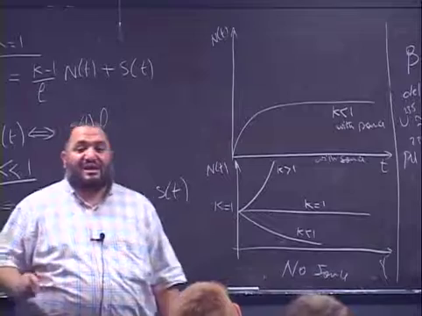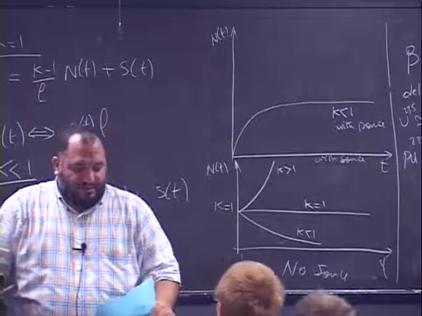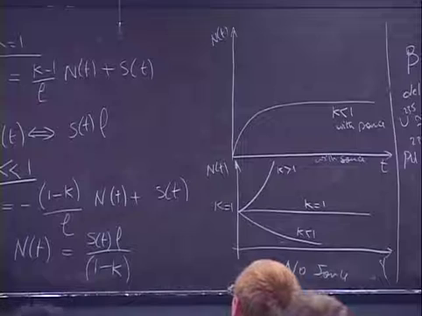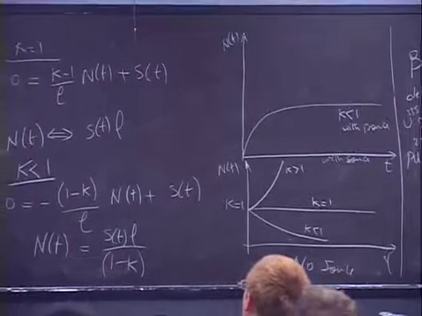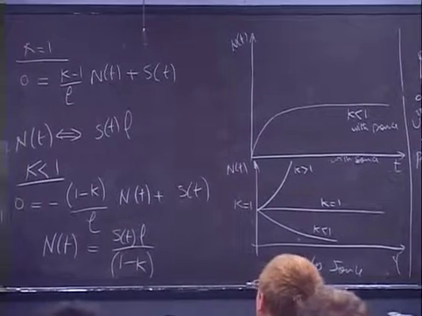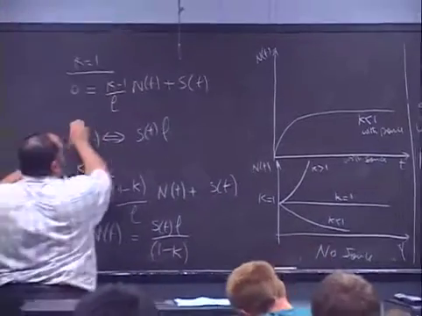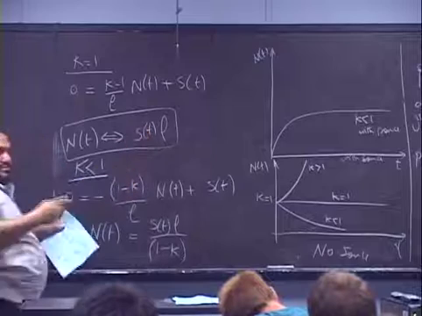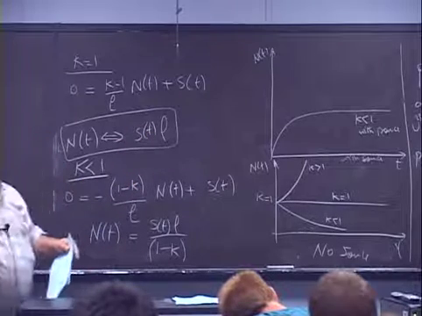If k is equal to 1, I just showed you the case where n of t will be the source term multiplied by L. L is time. So this will be what?